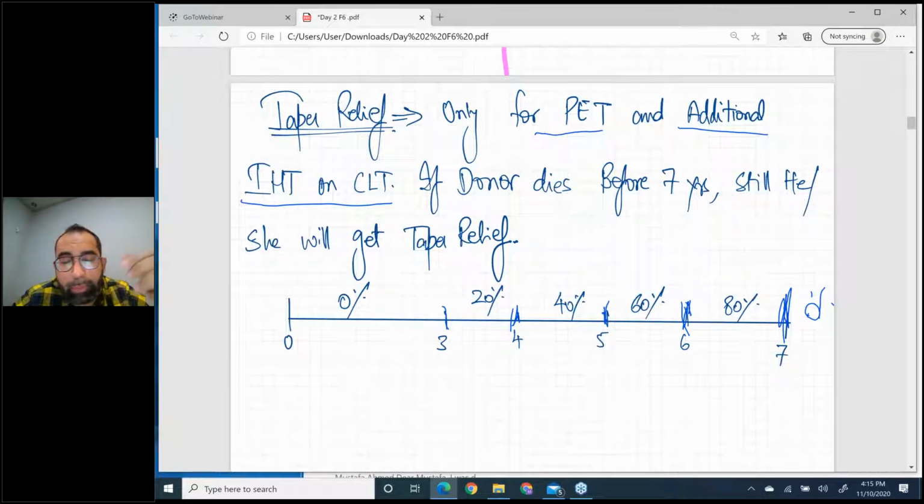If you want to write, you may write. For taper relief, look at me. For taper relief, always count the gap between date of gift and date of death. Whenever you need to calculate taper relief, you need to count the gap between date of gift and date of death.